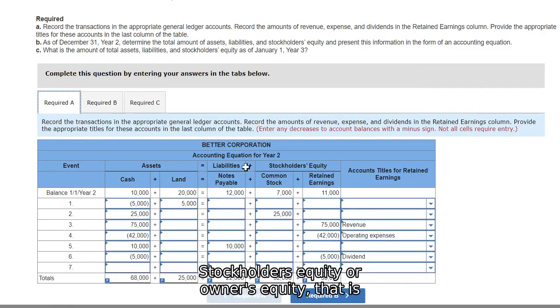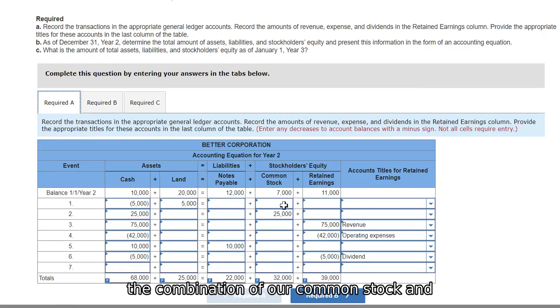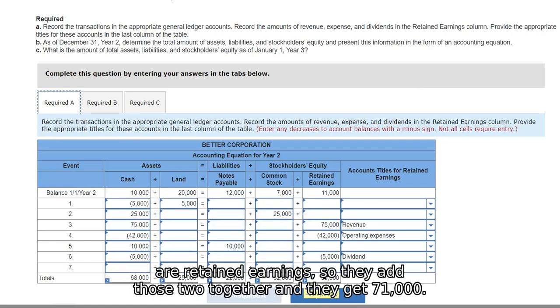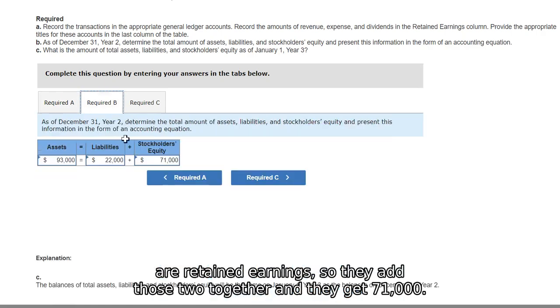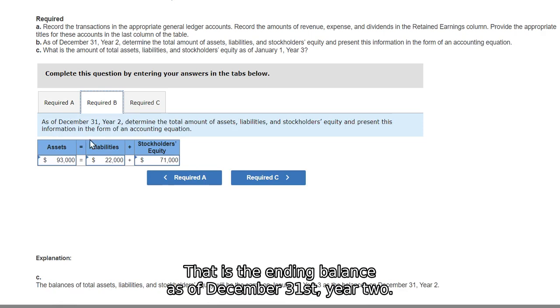Okay, stockholders' equity or owner's equity. That is the combination of our common stock and our retained earnings. So they add those two together and they get 71,000. That is the ending balance as of December 31st, year 2.